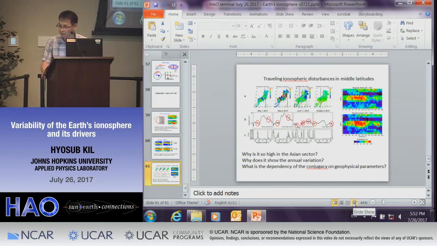Do you have any observations that show the winter anomaly has a longitudinal variation? I think there's some previous study from the 1970s, but recently I didn't see any. For the recent data, we didn't look at it, and I cannot remember a recent study.